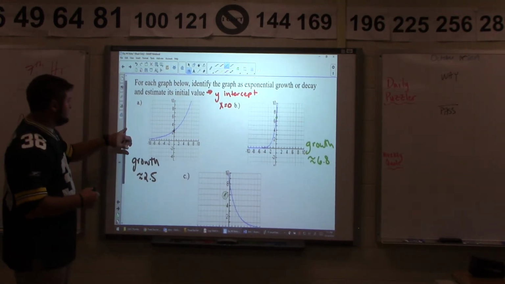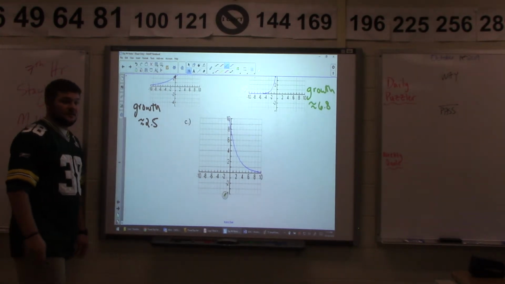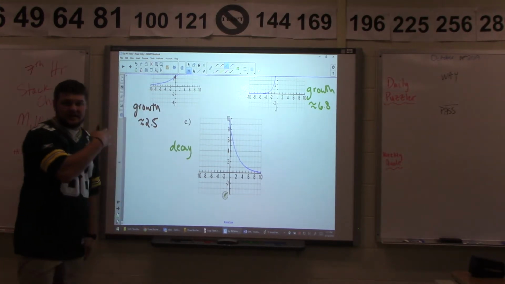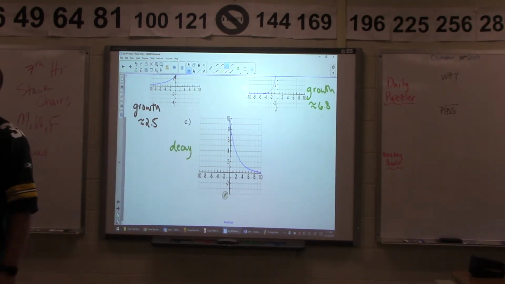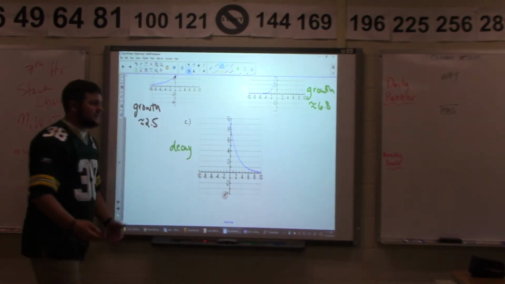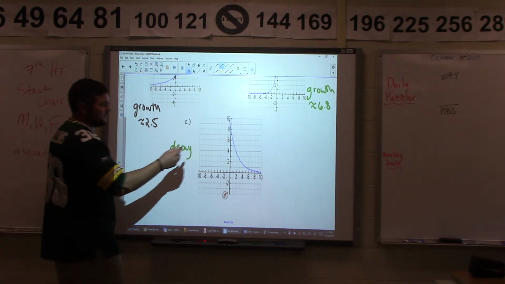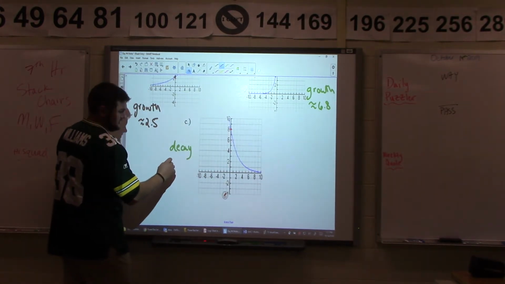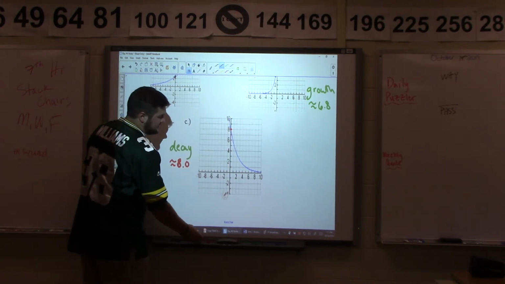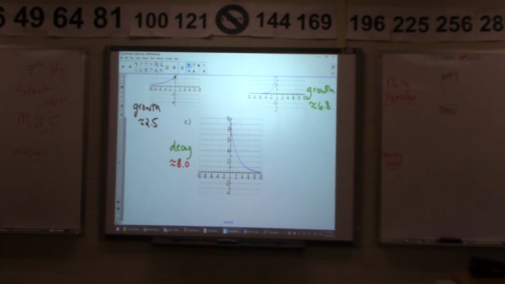Then my last one. Is this growth or decay? Decay. How do you know that? It's going down, right? If I look at it from left to right, it's coming down. All right? And what's an initial value? 8? Approximately? That works for me. Okay. Like I said, guys, big thing here is being able to tell from a graph whether it's growth or decay. All right.